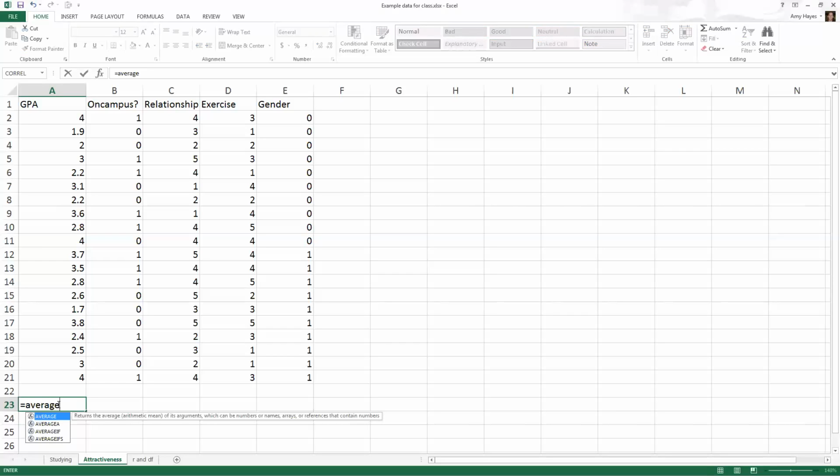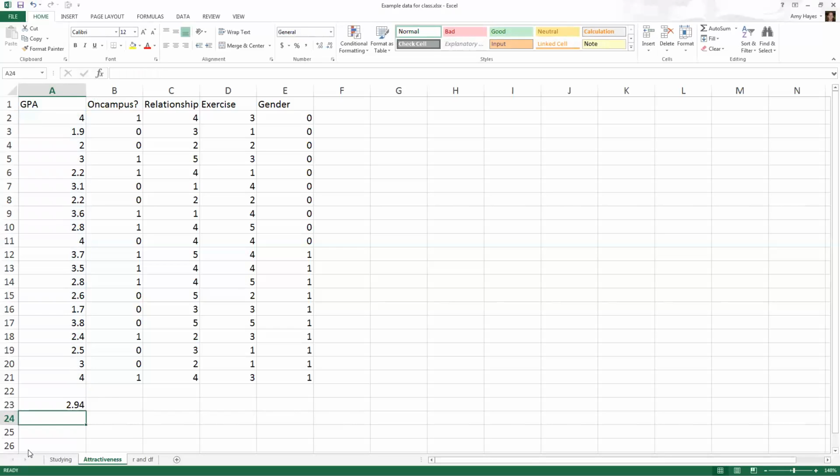So average, and then you open parentheses, and it wants you to just highlight the numbers that you want to get an average for. So when we're highlighting things in Excel, you click on the first thing in that set, you keep holding down your clicker and you drag to the bottom of the numbers. When you're getting an average or any kind of calculation, you don't want to highlight the names of the variables because that's not a number and you won't be able to compute anything with that. So highlight the range, close parentheses, hit enter. And this number right here that it spit out is the average GPA in my sample. So on average, students in my sample had a GPA of 2.94.